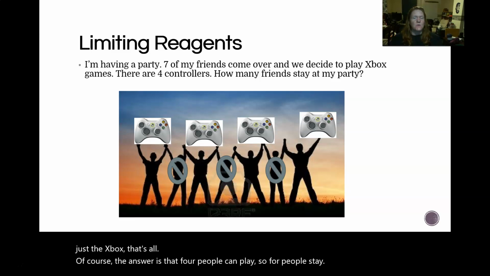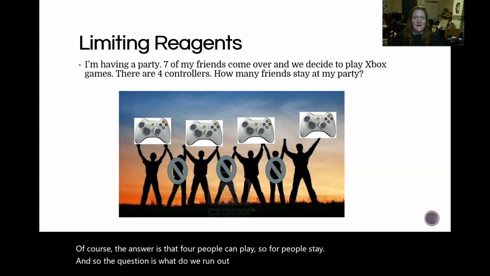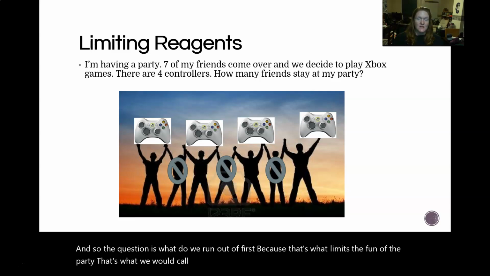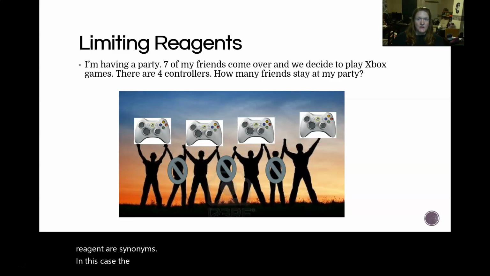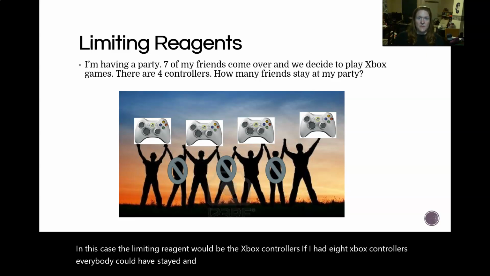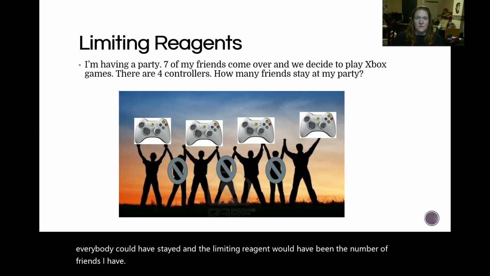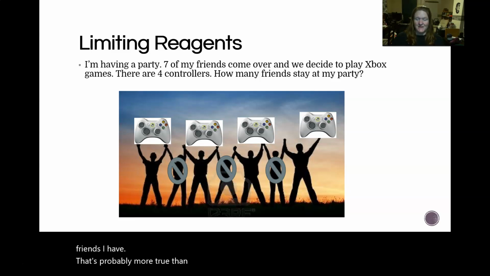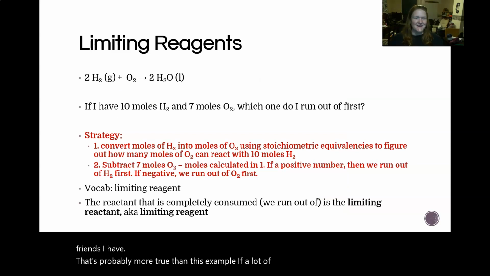And so the question is, what do we run out of first? Because that's what limits the fun of the party. That's what we would call a limiting reagent or a limiting reactant. Reactant and reagent are synonyms. In this case, the limiting reagent would be the Xbox controllers. If I had 8 Xbox controllers, everybody could have stayed, and the limiting reagent would have been the number of friends I have. That's probably more true than this example. I have a lot of Xbox controllers.